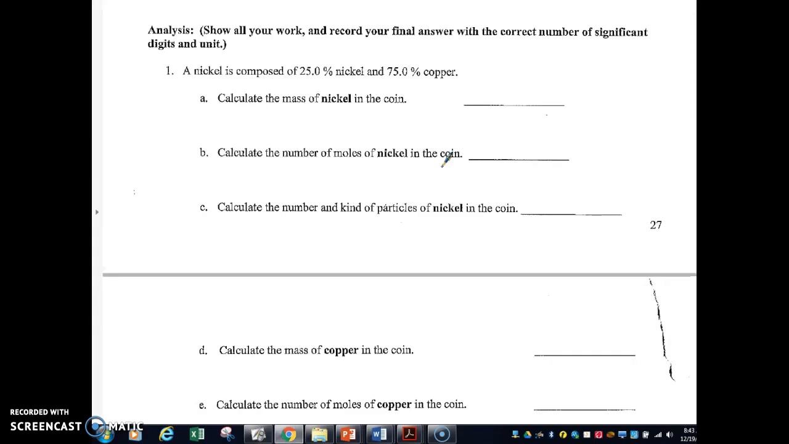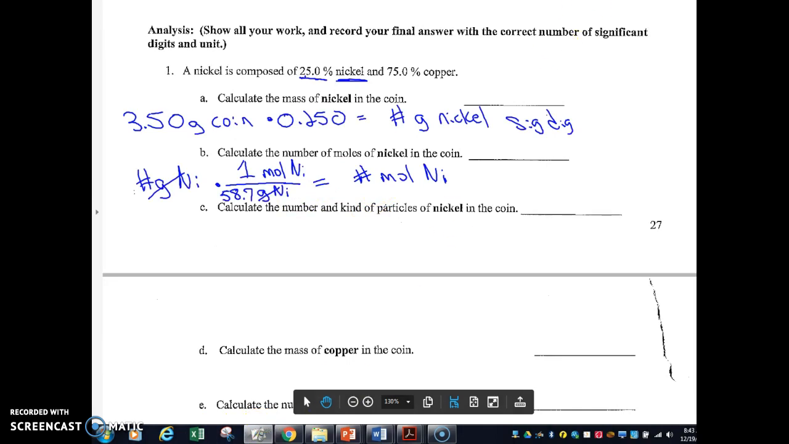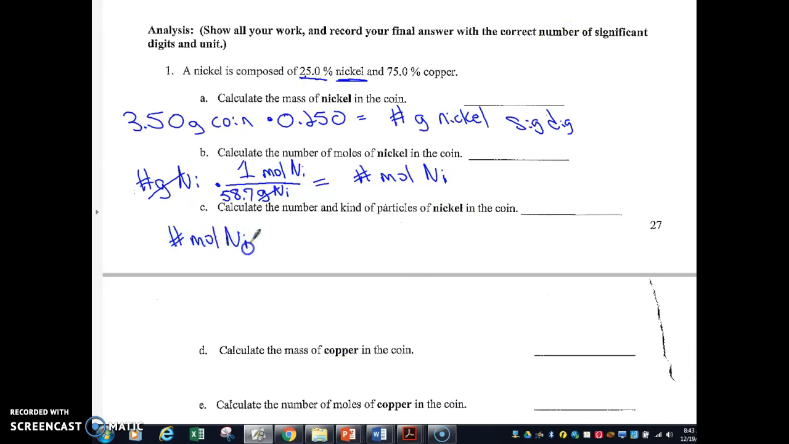The next part is calculate the number and kind of particles of nickel in the coin. When it says kind of particles, a lot of times people get confused on that. Really what's going on is, since we're talking about an element, the type of particle is an atom. So you want to start off with the number of moles you had in part B. And we're going to do another conversion factor. Since you start off with moles, moles goes on the bottom, and we're converting to atoms, the kind of particle of an element. So the atom is the unit we're going to use.